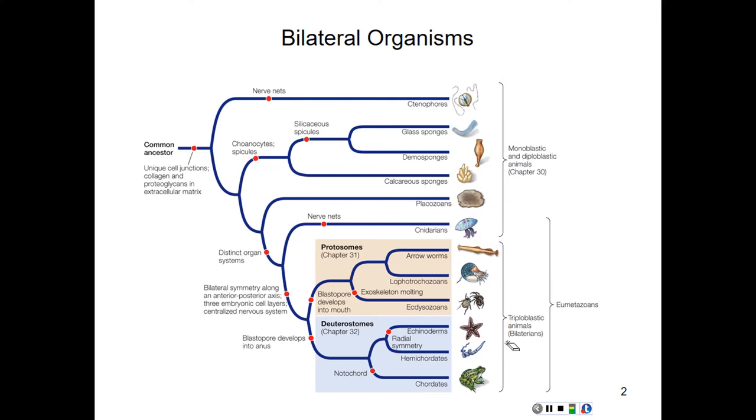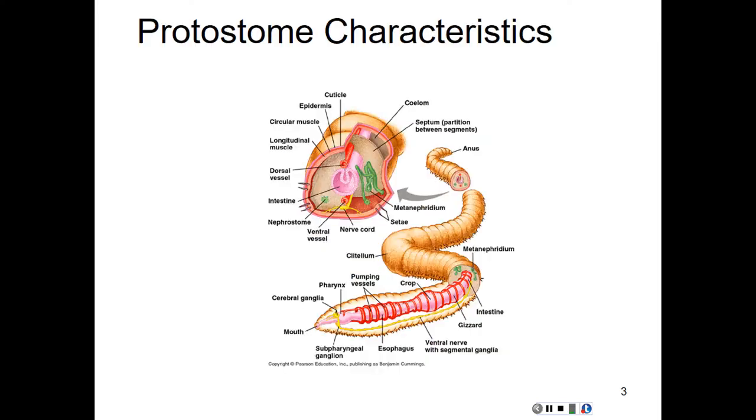We have the Lophotrochozoans, which are protostomes, and the Ecdysozoans, which are also protostomes. So we're going to talk about these guys today. There is a third clade among bilateral organisms known as the Deuterostomes, and we will talk about them next chapter. So let's talk a little bit about some characters of protostomes.